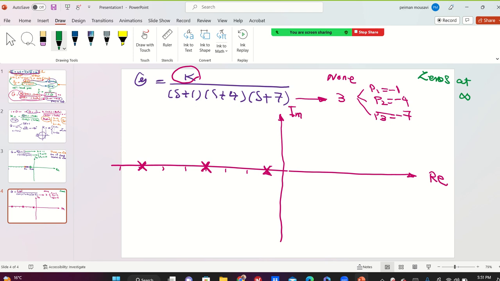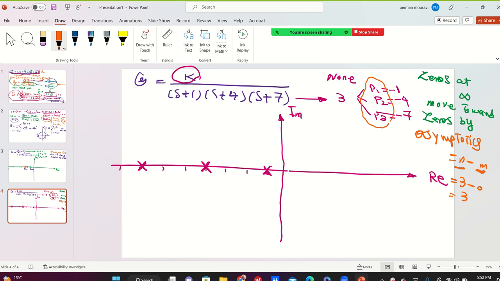Okay, so what do we have to do? This says that the poles are going to move, write it down, toward zeros by asymptotes. Okay. How many asymptotes are we going to have? The number of asymptotes is equal to n minus m: the number of poles minus the number of zeros. What is the number of poles that you told me? 3. The number of zeros? 0. So you're going to have 3 asymptotes.